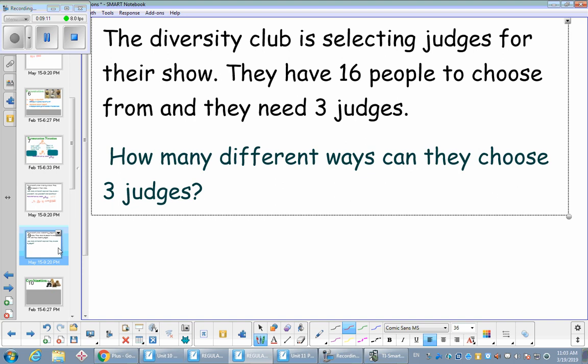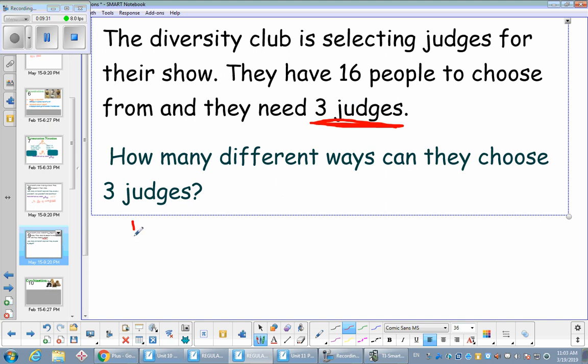So Diversity Club is selecting judges now for their show. They have 16 people and they need 3 judges. So I want you to think about, like, your American Idol, your dance competitions. It doesn't matter what order the judges are in. It doesn't matter where they're sitting. It just matters that there are 3 people to be judges. They have equal positions. So the order doesn't matter.